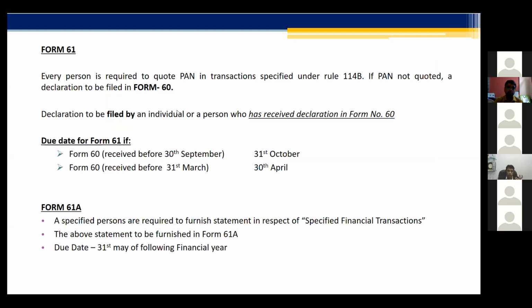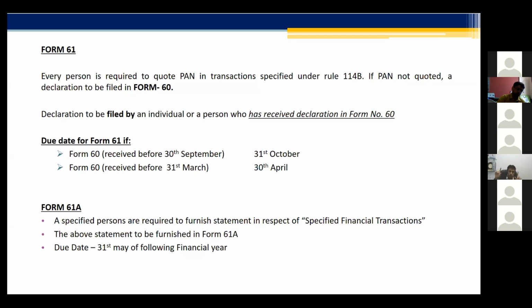Now, Form 61 applies: every person is required to put PAN in transactions specified under Rule 114B. If the PAN is not put, a declaration is to be filed in Form 60. So when is the PAN to be taken? When a sale is made of more than 50,000 in cash, you have to take a PAN. So there is a list of transactions under Rule 114B. You need to look into it.